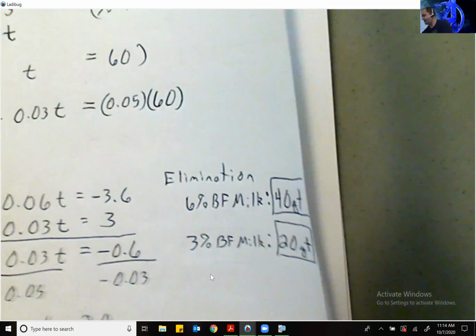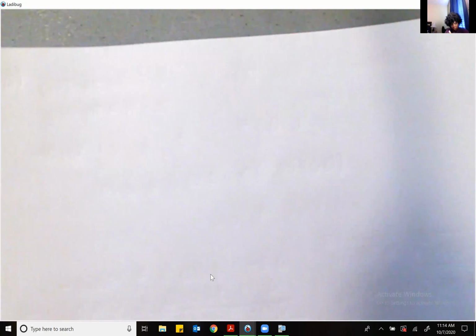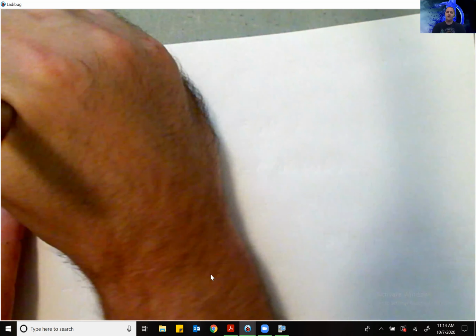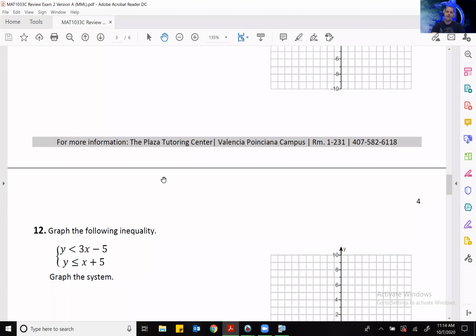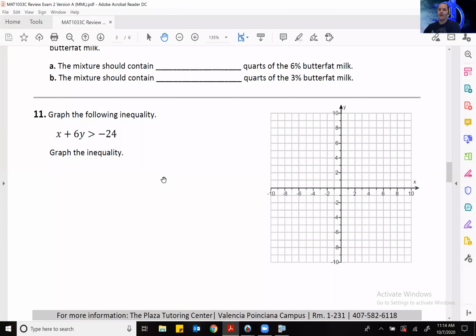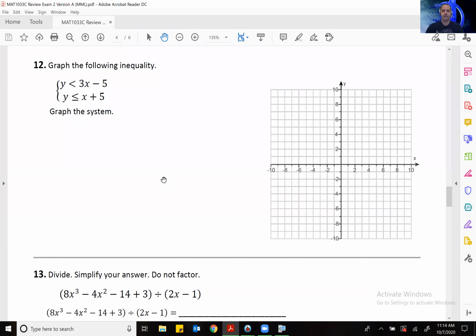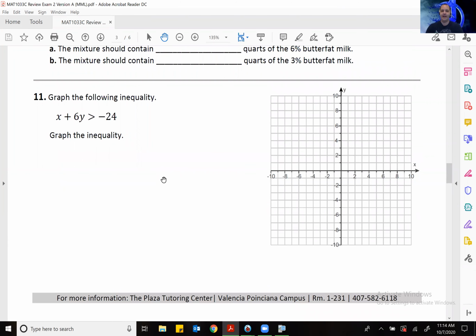Okay. All right. We're gonna just go to number 11. We're almost done with the systems. Number 11 and 12 finish up our systems because that's where we do the inequality work. So 11 and 12 are all about graphing, and this is where we're going to have the shading as well. So number 11, we got x plus 6y greater than negative 24. Okay. So let me draw my little graph here.